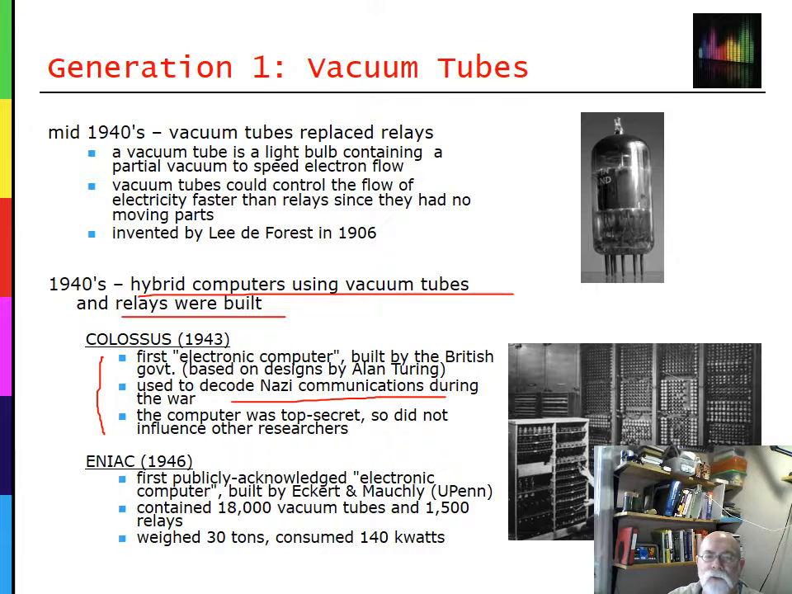This was based on a design by Alan Turing, a brilliant mathematician. He's the one that came up with the Turing test for artificial intelligence that is still being used today. You also had one called the ENIAC that came out in '46.